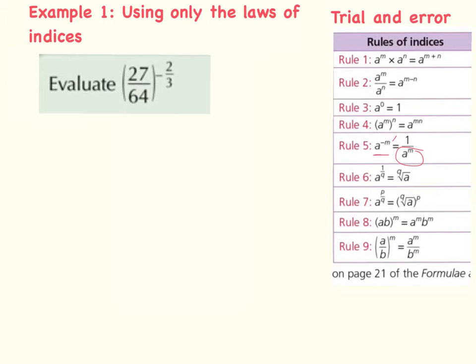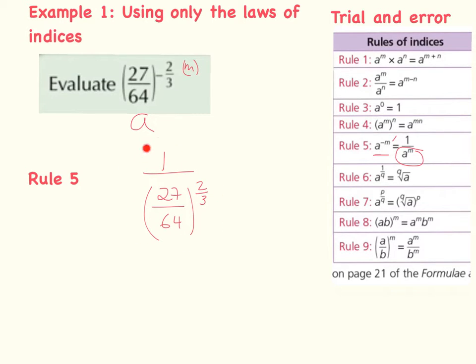In this question, my 27 over 64 is my A. It is the number. Then we have the minus, and my M in this case is 2 over 3. So this will be my M. And I'm going to apply rule 5. If I apply rule 5, my new sum becomes 1 over 27 divided by 64, all to the power of 2/3. Okay, I've gotten rid of my negative power. I am faced with 1 divided by all of this work underneath.